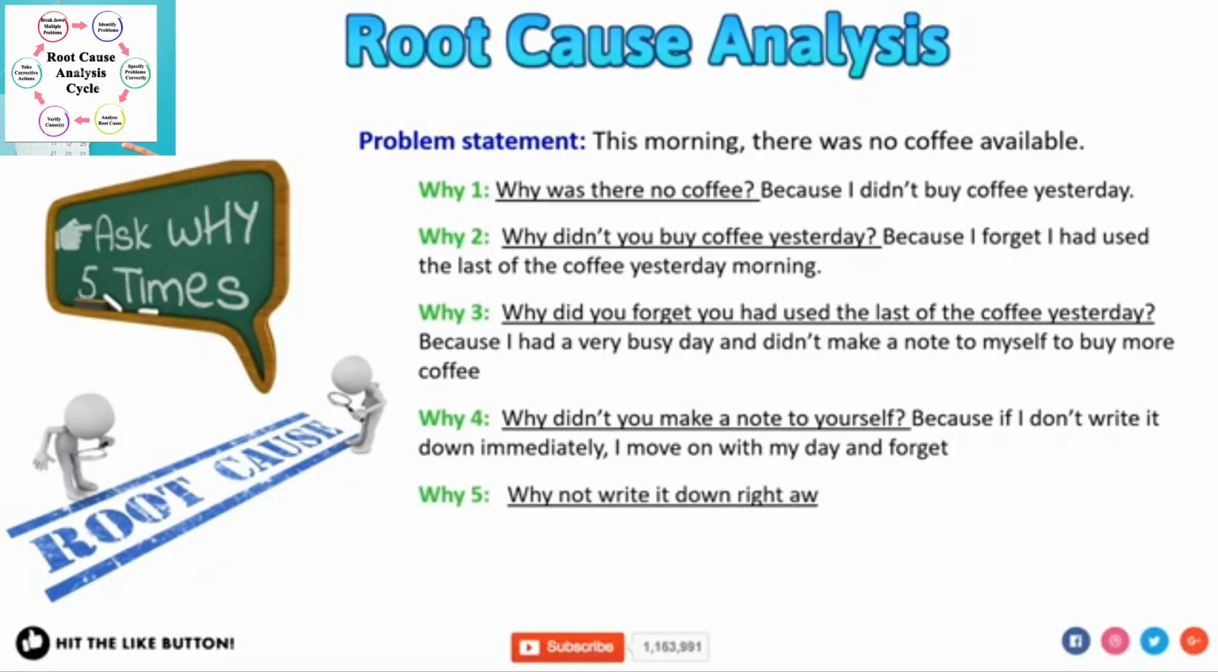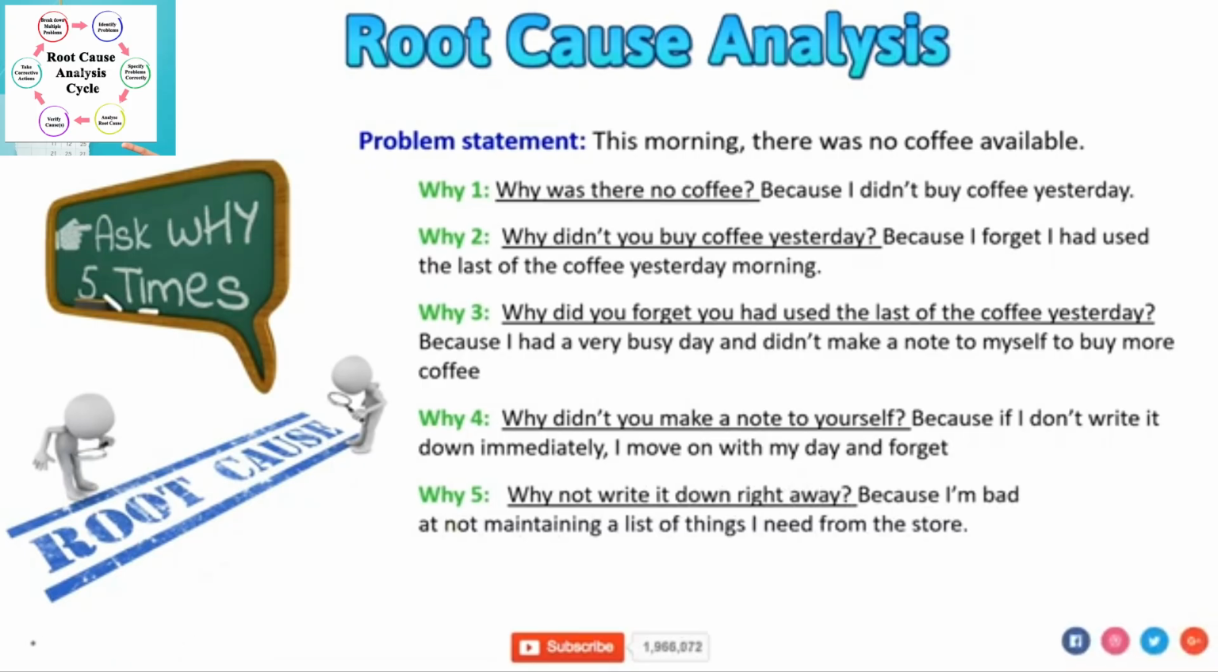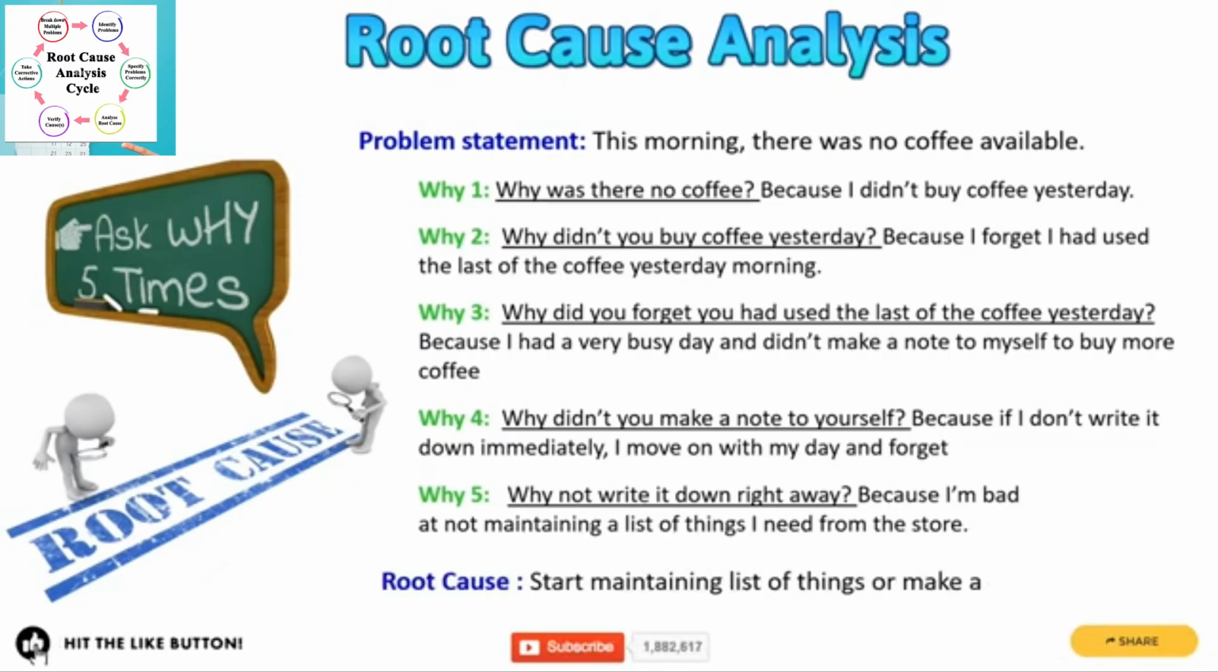Okay, so why not write it down right away? Because I'm bad at maintaining a list of things that I need from the store. So here we are getting to the root cause, that he is bad at maintaining a list of things from the store. So the precautionary step that he needs to take here is that he should start maintaining a list of things or make a checklist.